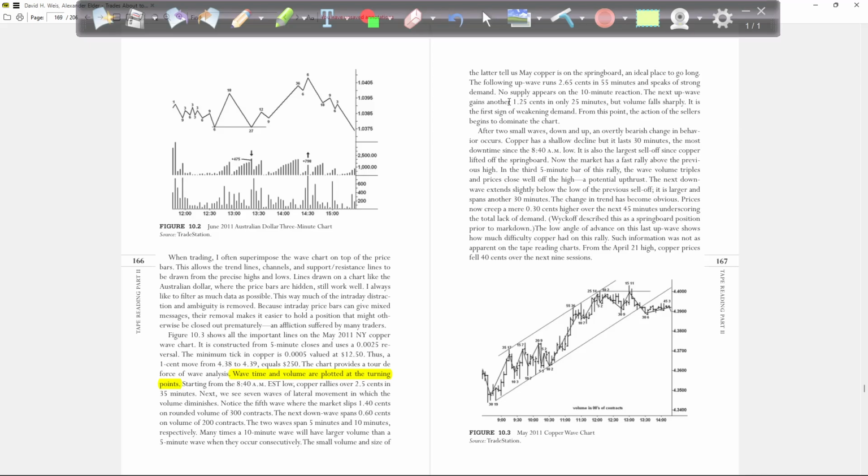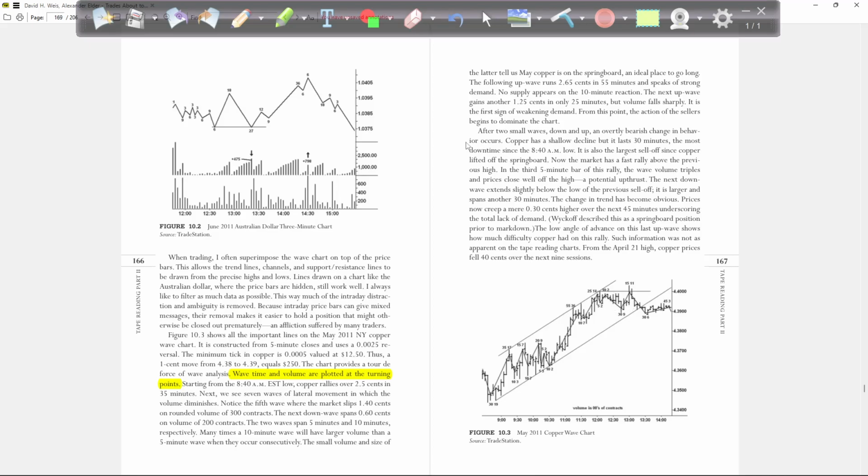The next up wave gains another 1.25 cents in only 25 minutes, but volume falls sharply. It is the first sign of weakening demand. From this point, the action of the sellers begins to dominate the chart.